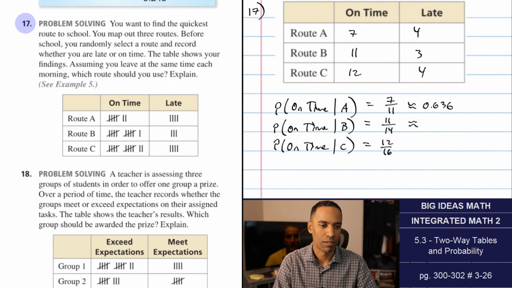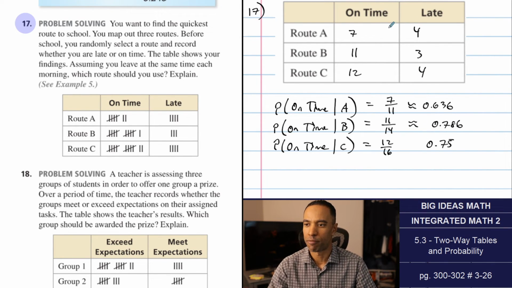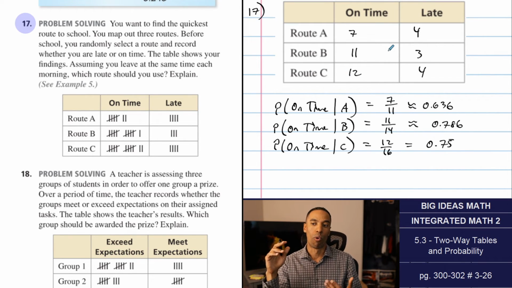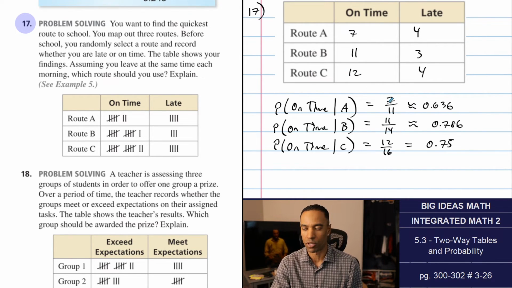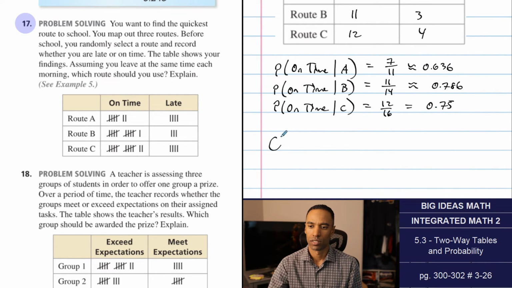11 out of 14 is 0.786. And we should know that's 3/4, so that's 0.75. That's not even approximate, that's exact. So that one's 0.75. So despite the fact that for route C you were on time more times, you also took route C more times, and just barely, but route B seems to give you the best route. You should choose route B.